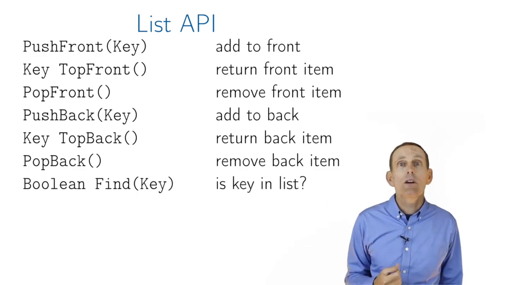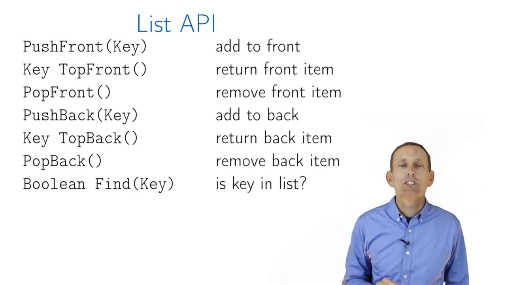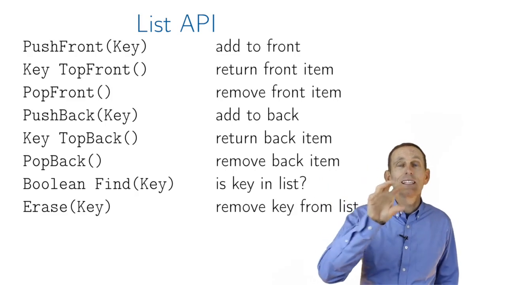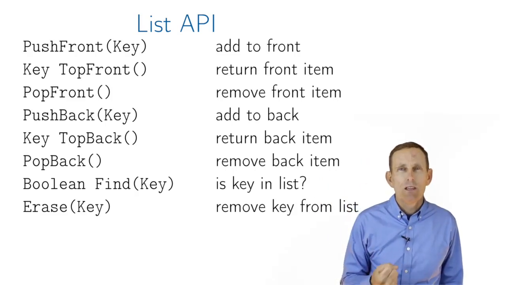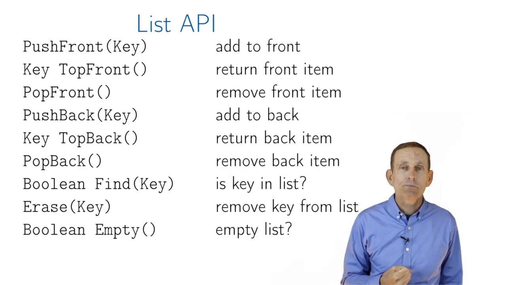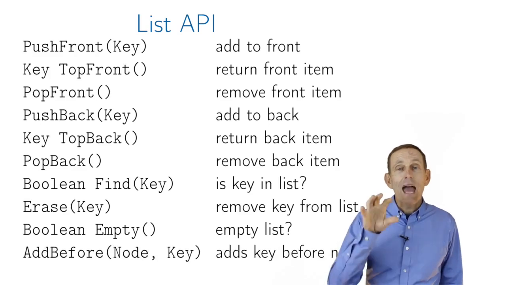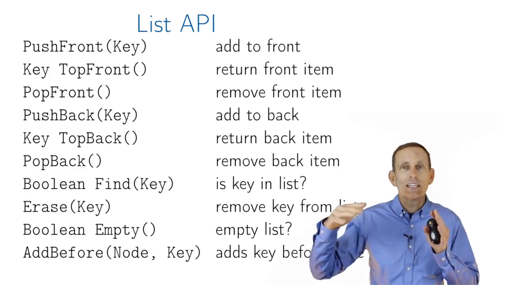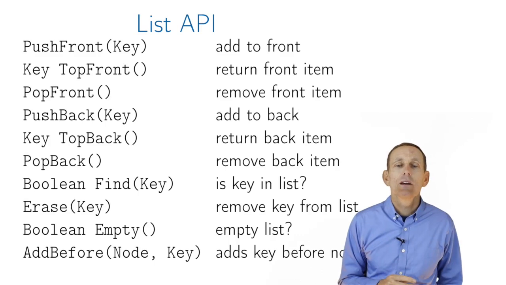You can find whether an element is in the list, and that's as simple as just running yourself down the list looking to find a matching key. You can erase an element, and then again, run yourself down the list till you find a matching key, and then remove that element. So these latter ones are both order n time. Is the list empty or not? That's as simple as checking, is the head equal to nil? We can add a particular key. If we want to splice in a key into a list, we can actually add in a key either before a given node or after a given node.